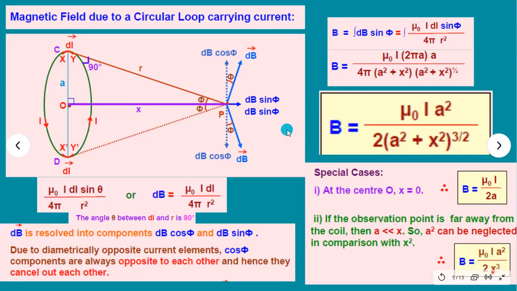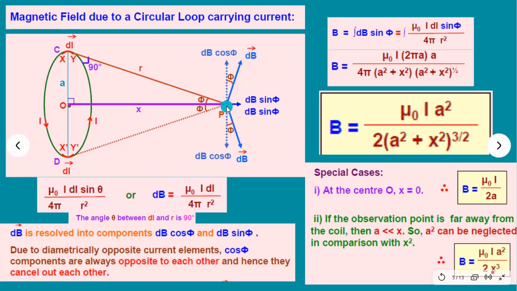Magnetic field due to a circular loop carrying current. Since this derivation is required, I'm doing it in a bit more detail here. So consider a circular loop which has a radius equal to a, and we want to find magnetic field at a distance x from its axial point at a point P. So magnetic field is given by mu naught by 4 pi I dl sine theta by r square. Since theta is between dl and r, and that's equal to 90 degrees, therefore magnetic field is given by mu naught I dl by 4 pi into r square.